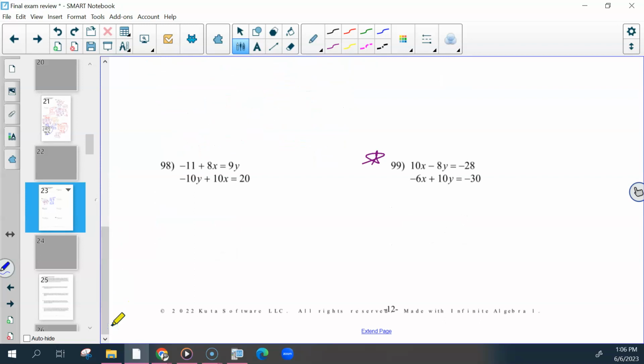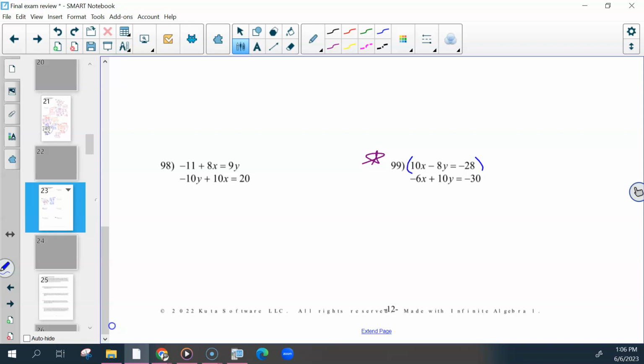Okay. 99, they're already lined up, x's, y's, constants, but we don't have the same common coefficient, so we need to either make the x's the same or make the y's the same, not both. Does not matter which one. Let's say I wanted to make the x's the same. If you can't think of any number they both go into, you can always just multiply them by each other.